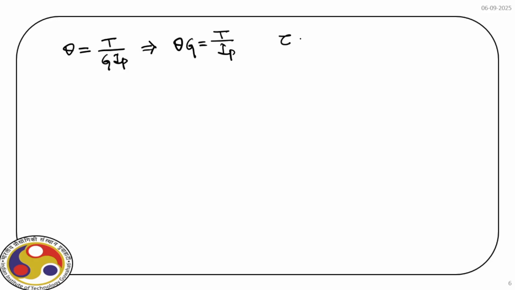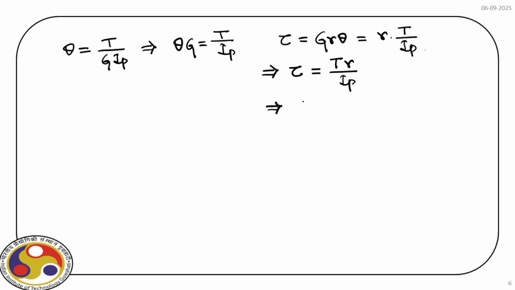Therefore, tau is equal to, if you recall the first expression we derived, G times R theta. So in place of G theta, if we write the expression, we have R times T by IP. So that is the relation between stress tau and the torque applied, which is T. We can further simplify this expression and we get tau by R is equal to T by IP, where IP is the polar moment of inertia.